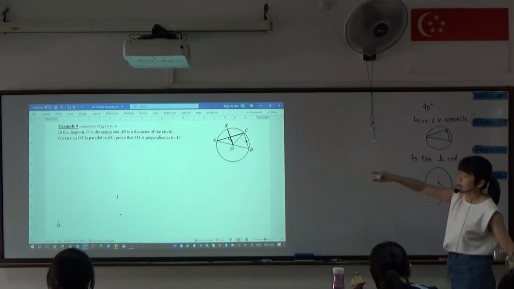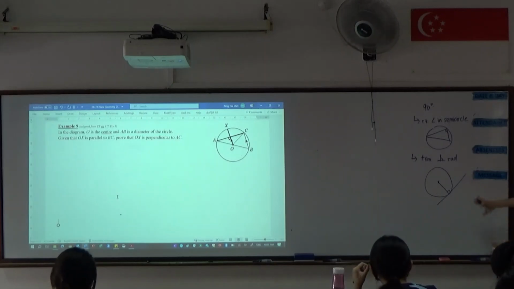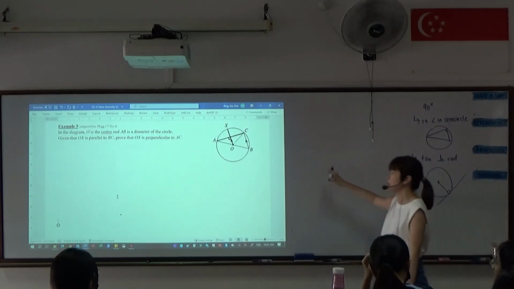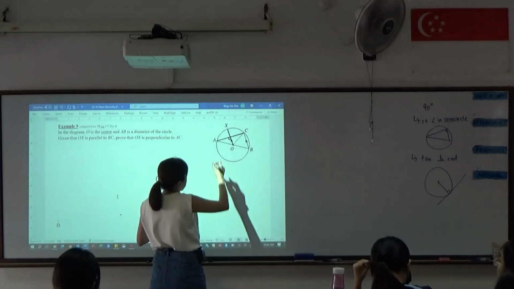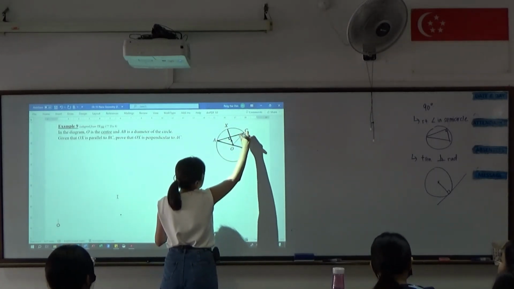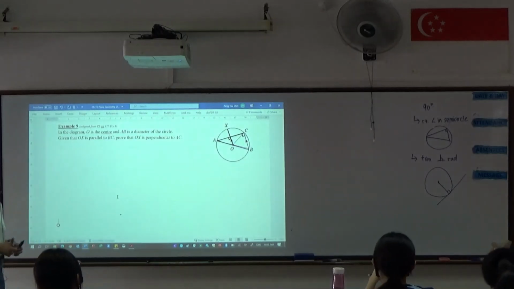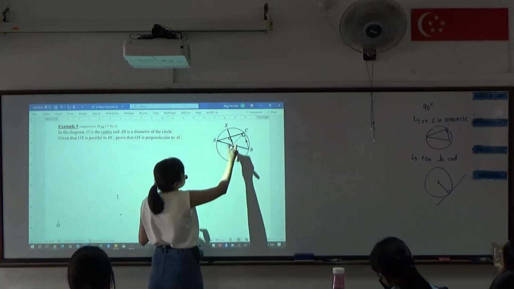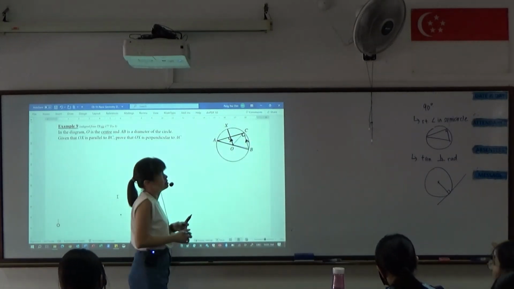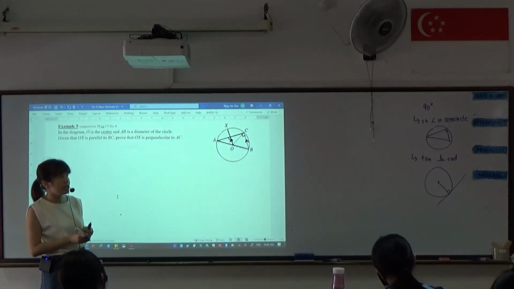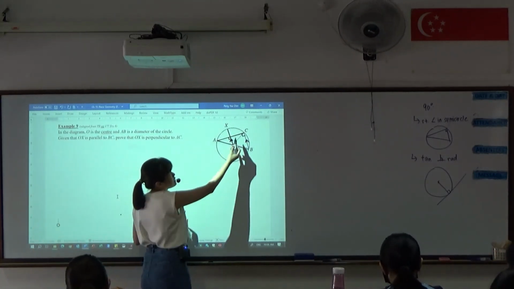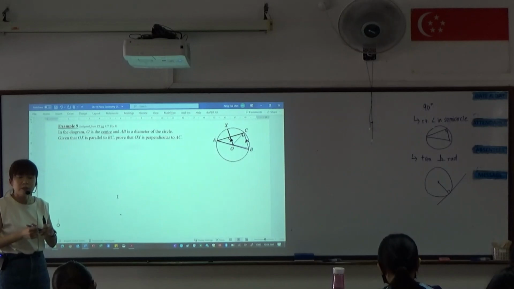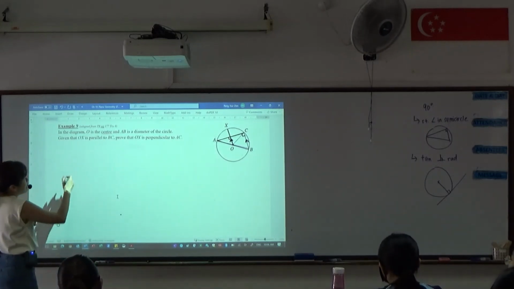Now in this case, there's no tangent involved, so very likely we will not be using this. We will be making use of right angle in a semicircle. Why? Because the question has already mentioned that AB is a diameter, so with AB being a diameter, we know that this is going to be 90 degrees. And because the question has already told us that OX is parallel to BC, by corresponding angles, parallel lines property, this 90 degrees can be transferred over here, and that's how we get our 90 degrees. So the proof is actually not that long. Let's write that down.